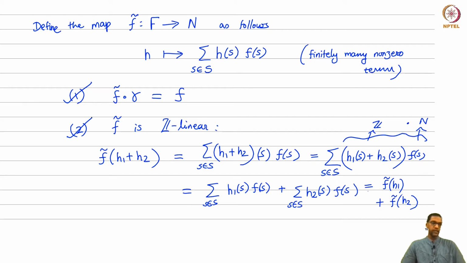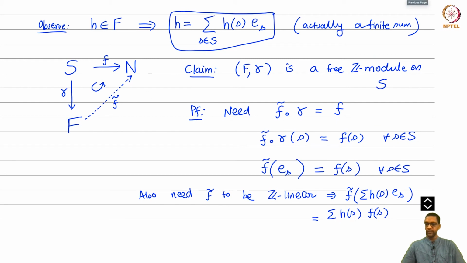Okay, good. So what does that mean? It shows the universal property, so our claim is established. So we have constructed the free module.